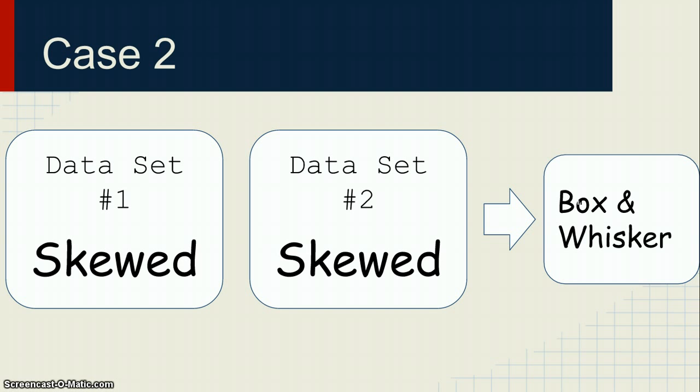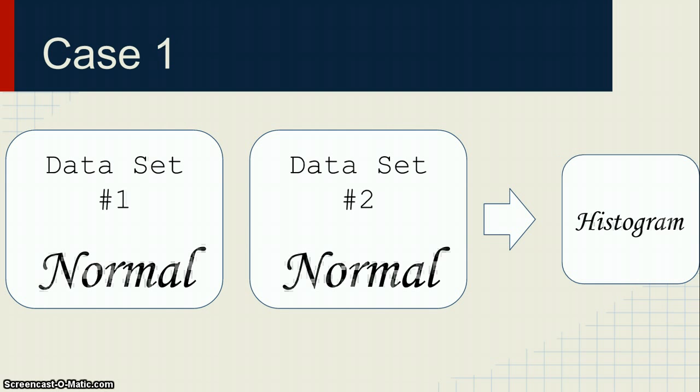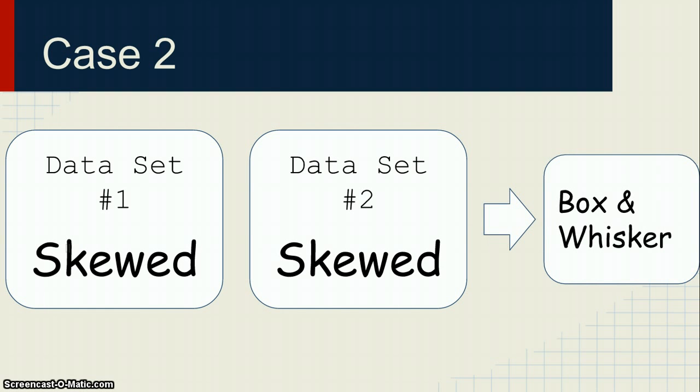So that's why, if it is normal, we can use the histogram, we can get that average, use a standard deviation and get some really good information from it. But once the data gets skewed, then it really helps to use the median instead. So that's why we like to use the box and whisker plot when we have skewed data.